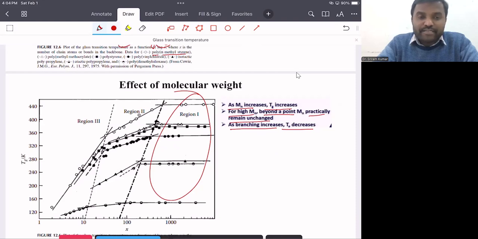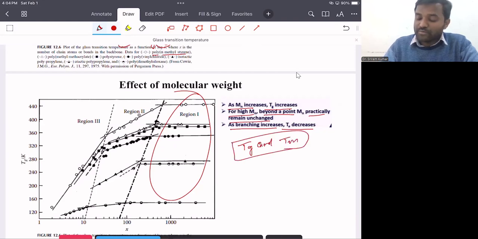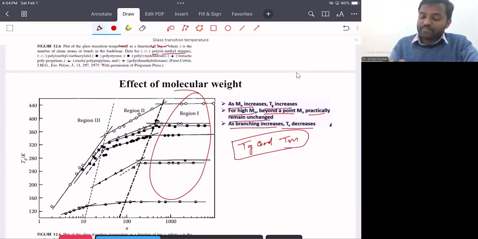In the next class, we will understand the melting point of crystalline polymers, and later on we will understand the relation between Tg and Tm, and how we will design the material so that we will have mechanical properties that depend on the values of Tg and Tm.